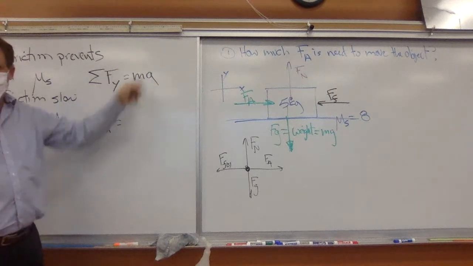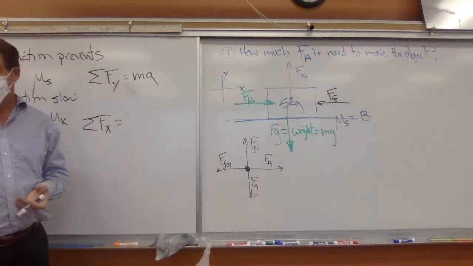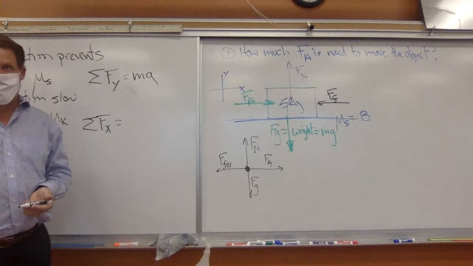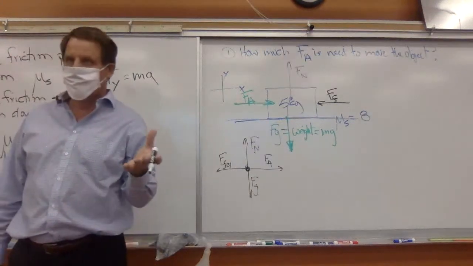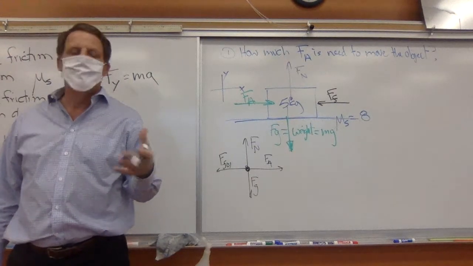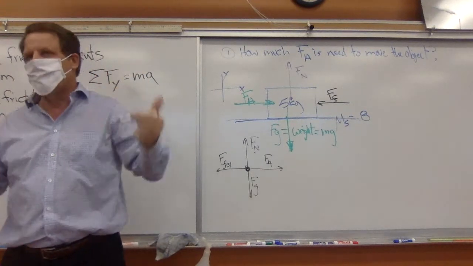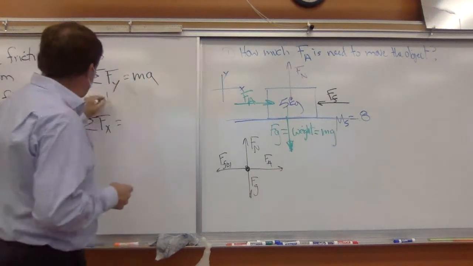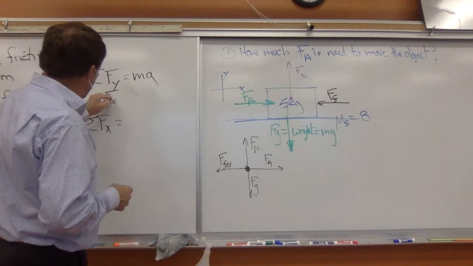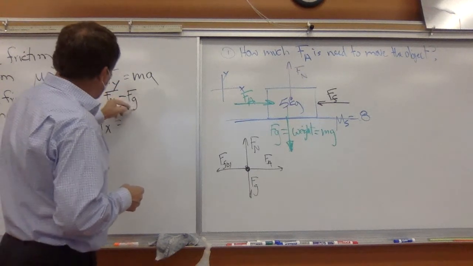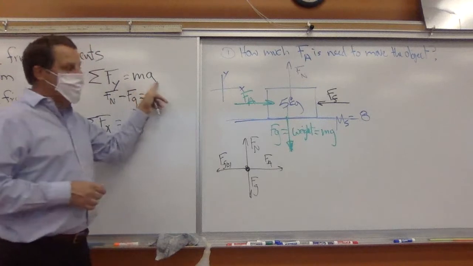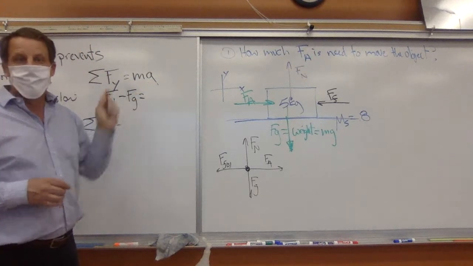So what two forces are going up and down? Normal force and gravity. Which one's positive? Normal force. Now, technically we could say down is positive, but it makes a little more sense this way. So we're going to say the normal force minus the force of gravity is going to equal ma.